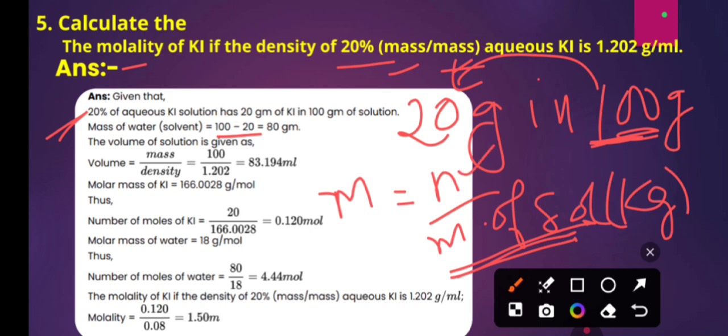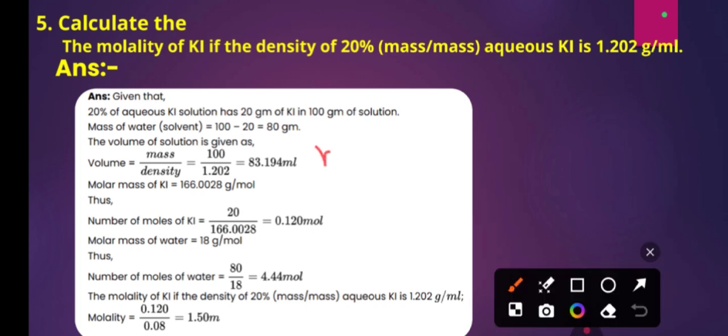Now upside what do you need? Moles of solute. So moles of solute, how can you solve? How much quantity of solute is given here? 20 gram. So what is the formula of moles? Given mass by molar mass. So given mass is 20 and molar mass of KI is 166. So you can solve the value, 0.120. This is the moles of KI.